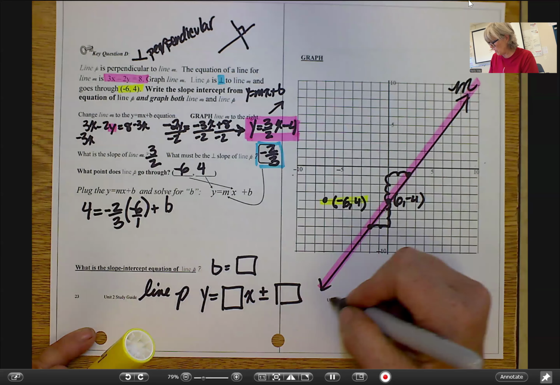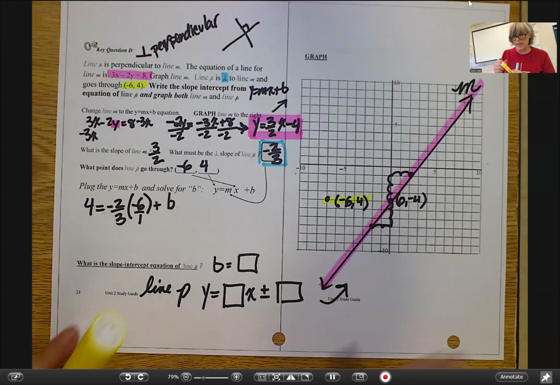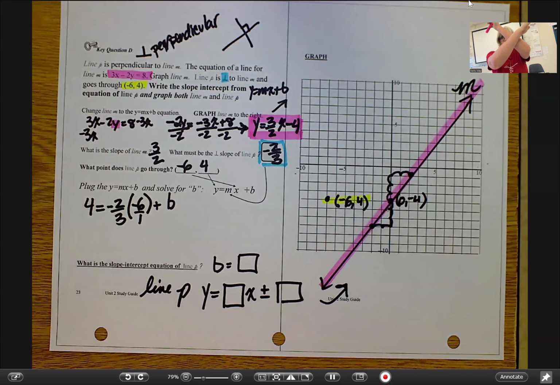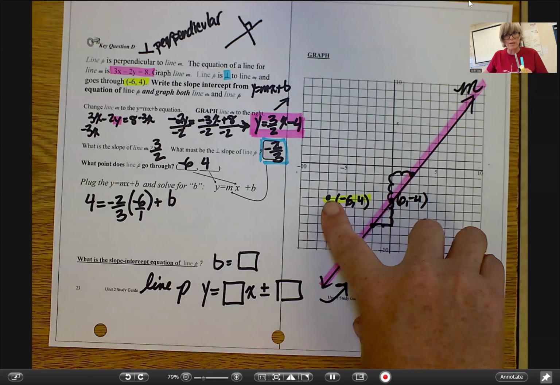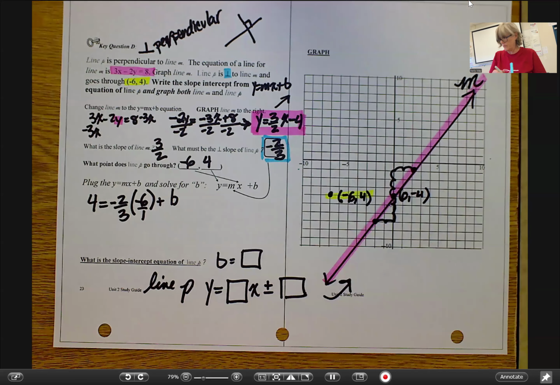Once you get that, you want to graph it. And that second line should be at right angle to the first and go through this point. That's D.